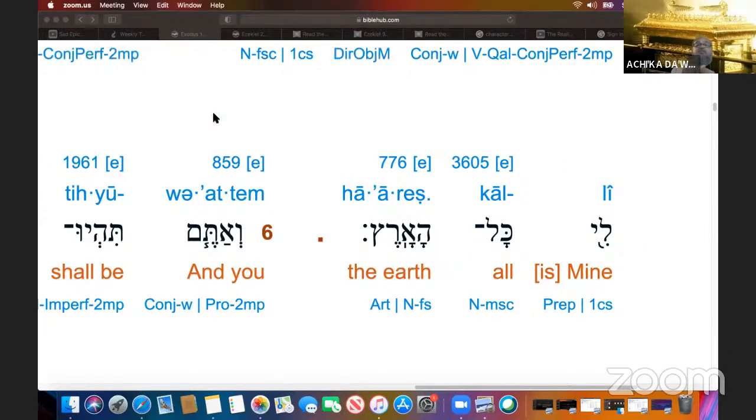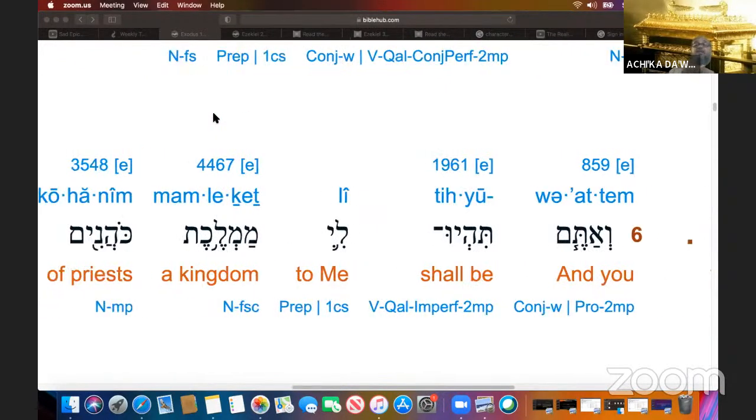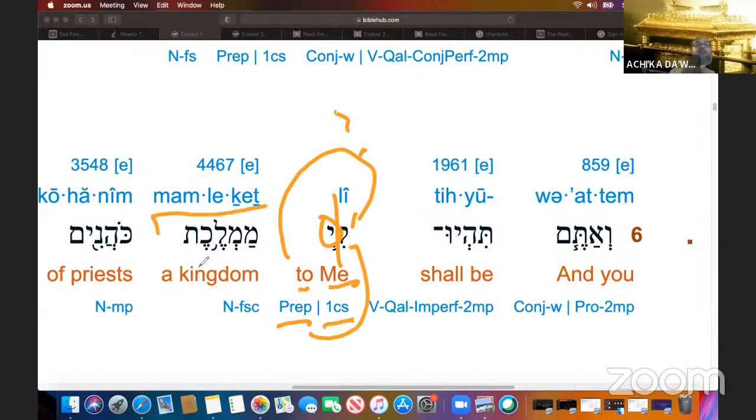Still talking to them. You're going to be to me and for me. Not just to me, but for me. To me, there's a dot and a yod. That's me, top right here. Preposition down here, le. First person common singular. What? A mamlekhet. You're going to be a kingdom of Kohanim.